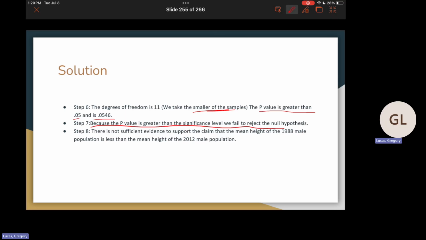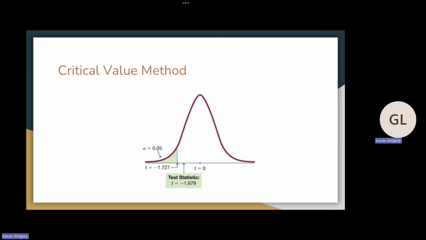When we fail to reject the null, that's when we say there is not sufficient evidence to support the claim. Then we plug in the claim that the mean height of the 1988 male population is less than the mean height of the 2012 male population. Right. Here's another nicer drawn picture than the one I drew of if we use the critical value method. Our test statistic here is outside of our critical region because negative 1.679 is slightly bigger than negative 1.727. So it would not fall in the critical region.